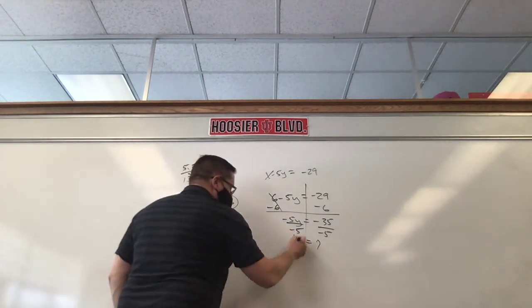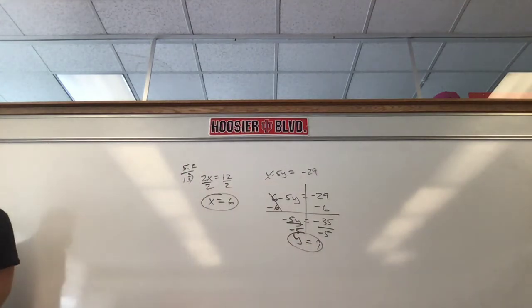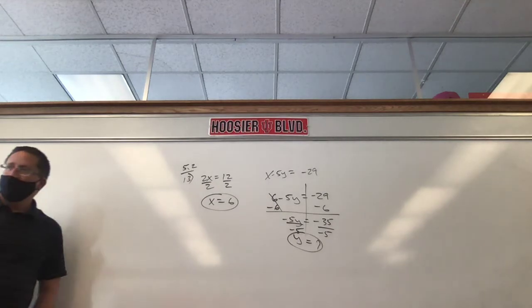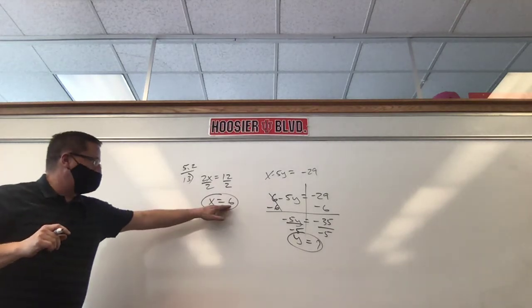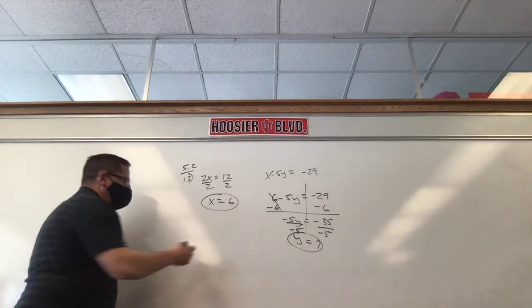Now are we done? No, we have to put x first. What is the answer? 6, 7 or 7, 6? 6, 7. True or false? It goes 6, 7 because we found 6 first. No, because x and y, it goes x, y like the alphabet.